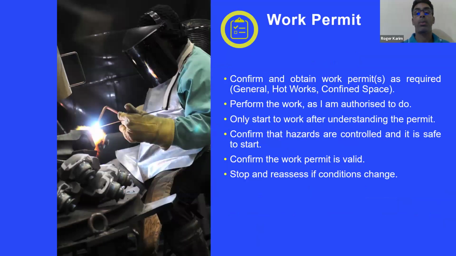Work permits: we have 3 different types of permits. General work permit, hot work permit, and confined space permit. Persons on those types of work are required to get a work permit approved in order to start those works.